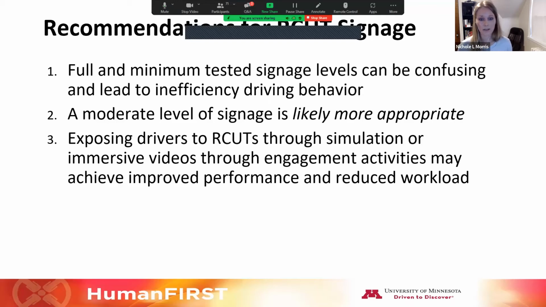And again, sort of exposing drivers. This is tricky. How do you expose them without having them drive through it? And sometimes that first drive through can be problematic. So again, that simulation or using the 360 video on YouTube can allow people to get a little bit of practice. They're not going to be stressed out because they're not driving through the simulation themselves. I think that 360 video is easier than even the full simulation that we did on our driving simulator, because all they have to do is look around while they go. It's sort of like being a passenger in a vehicle that's navigating an RCUT. So you get to be there firsthand, but you don't have the stress of navigating it yourself.